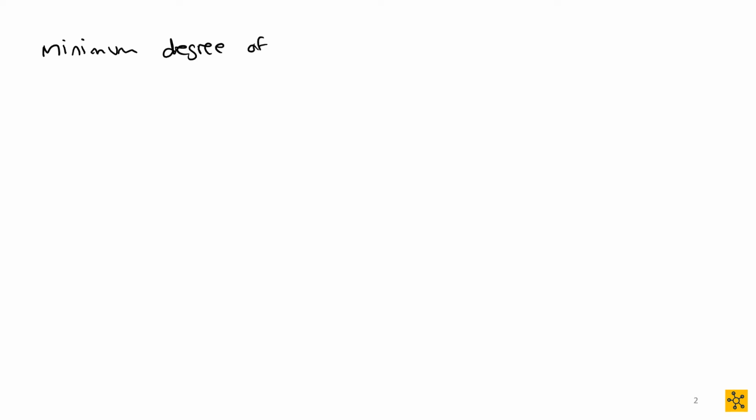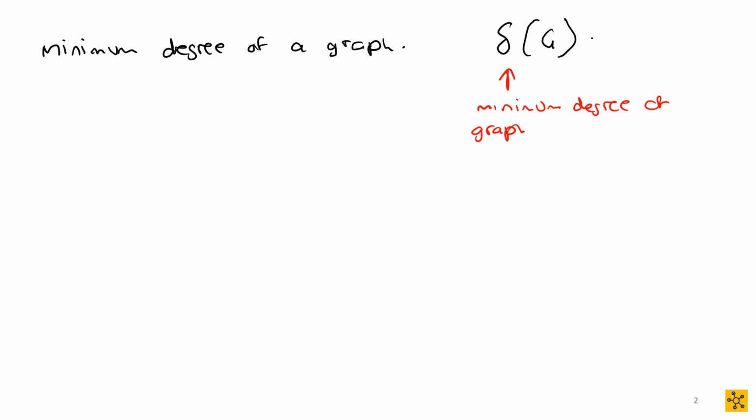So the minimum degree of a graph is basically the lowest vertex degree value of any of the vertices in the graph. And it is denoted by the lowercase delta. In case you don't know what delta is, it's that symbol over there. So what this is saying is it's the minimum degree of graph G.